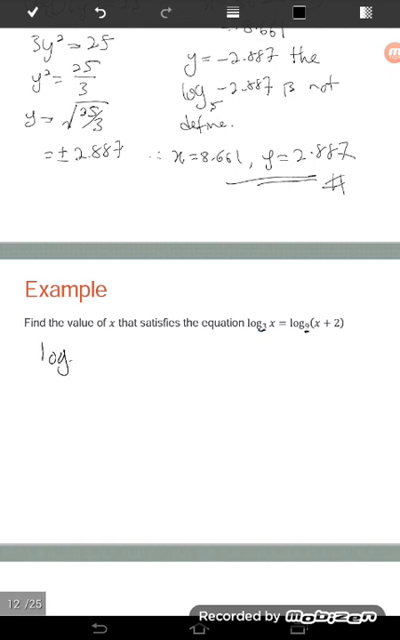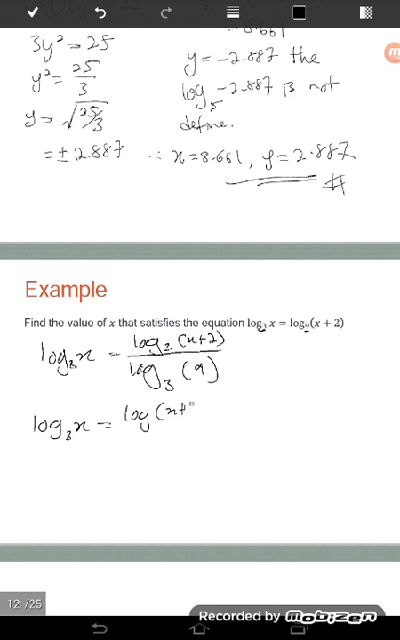So we have log 3x, which is equal to log. How do we change the base? We will divide. So log of something divided by log of something. Here it is log x plus 2 divided by log 9. And the base, we can put any base. Since we need base 3, we put base 3. So therefore we will have log x base 3, which is equal to log x plus 2 base 3 divided by log 9, and 9 actually is 3 power of 2.